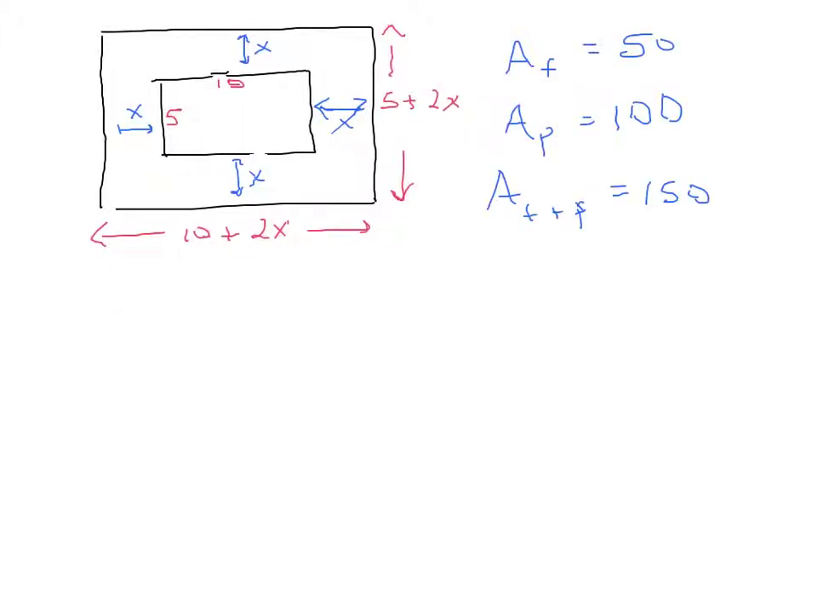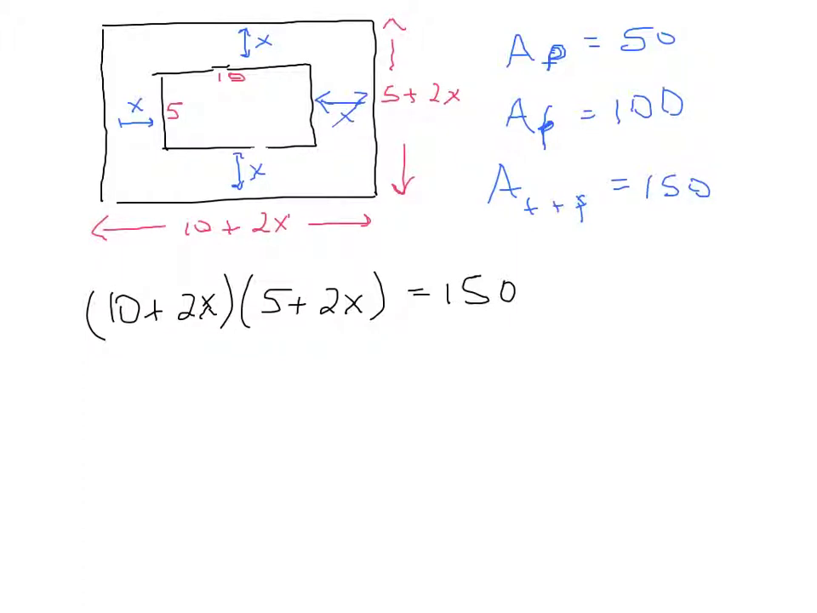Okay, so reading the question again, it tells you that the area of the picture is 50 centimeters squared. And it says the area of the frame is twice that of the picture. So that means the area of the frame is 100. That means the area of the picture and the frame is 150.